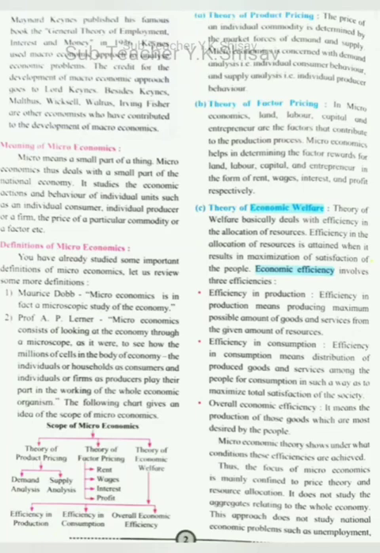And third one, overall economic efficiency. It means the production of those goods which are most desired by the people. So, microeconomic theory shows under what conditions these efficiencies are achieved. Thus, the focus of microeconomics is mainly on price theory and resource allocation. It does not study the aggregates relating to the whole economy. This approach does not study national economic problems such as unemployment, poverty, inequality of income, etc. Theory of growth, theory of business cycle, monetary and fiscal policies, etc., are beyond the limits of microeconomics.